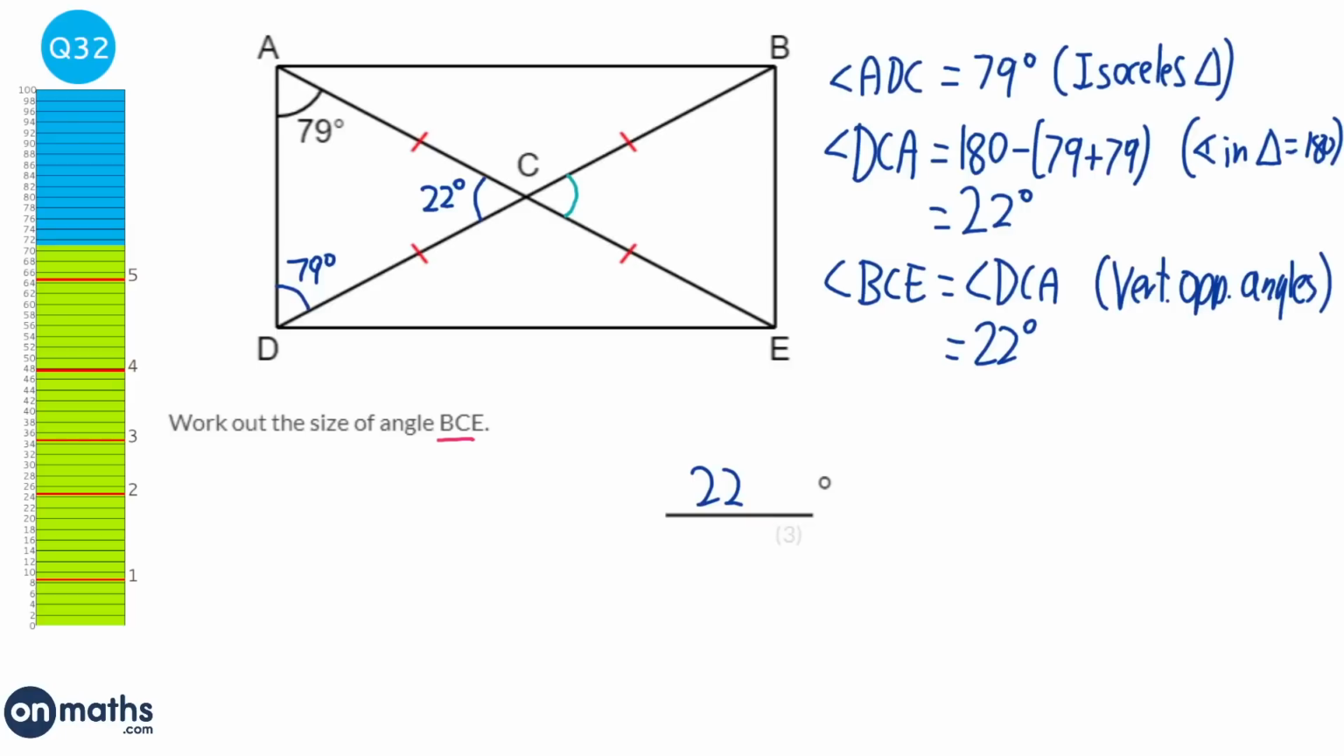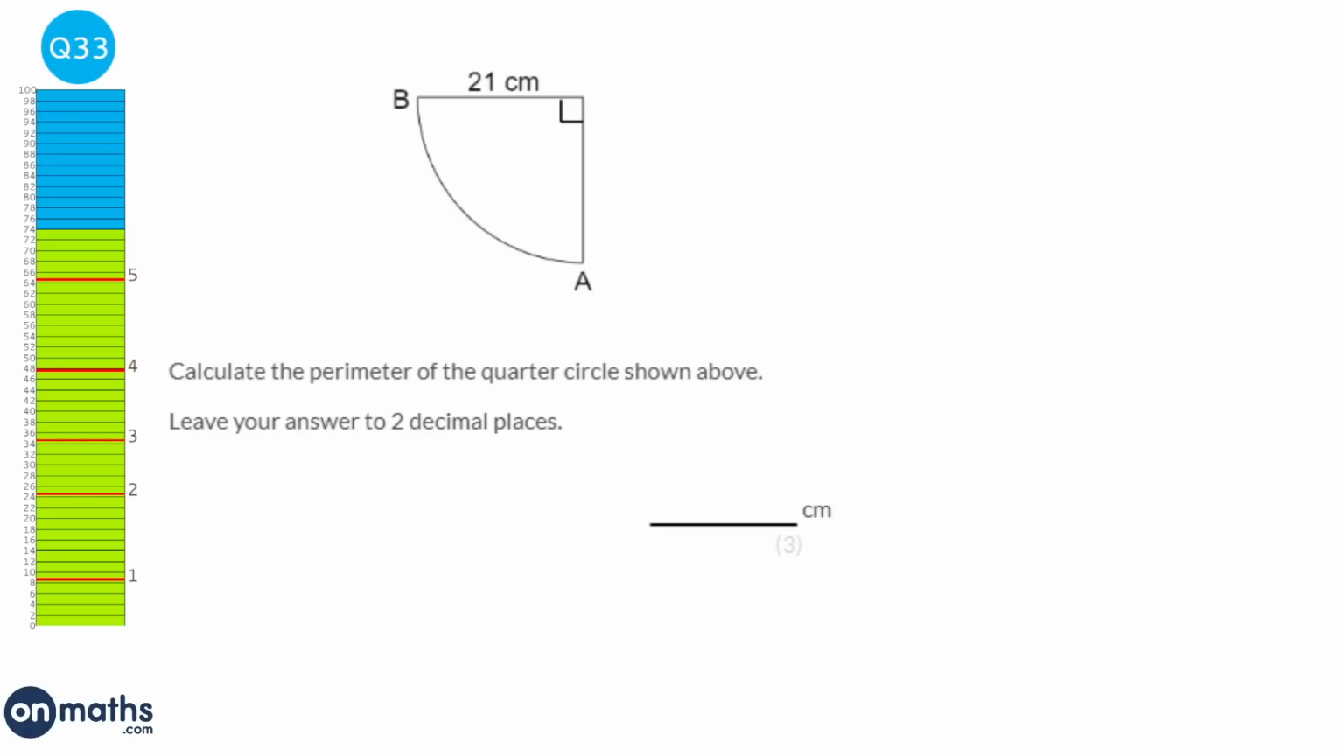mark for the answer. The first thing we can do is work out what the circumference of the full circle would be. Obviously we haven't got a full circle here, but what the circumference of the full circle would be had we got a full circle. So that's going to be pi times the diameter. The diameter is twice as big as the radius, and this 21 centimeters here is the radius of a full circle.